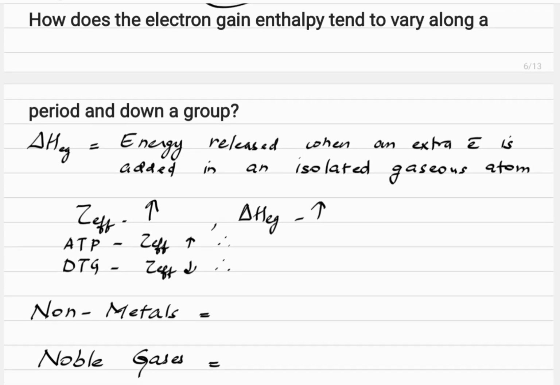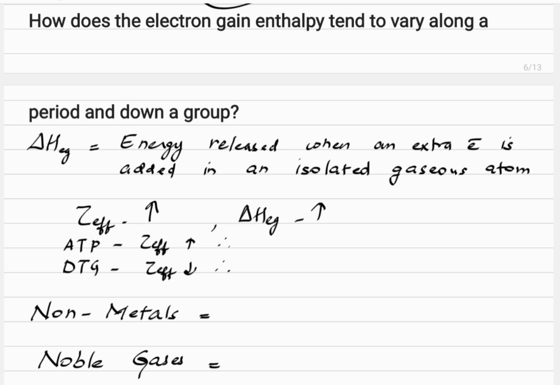How does the electron gain enthalpy tend to vary along the period and down a group? So what is electron gain enthalpy? So far we have been doing ionization energy. Electron gain enthalpy is just the opposite. In ionization energy, we wanted to remove the most loosely bound electron. In electron gain enthalpy, we want to add an extra electron to an isolated gaseous atom.